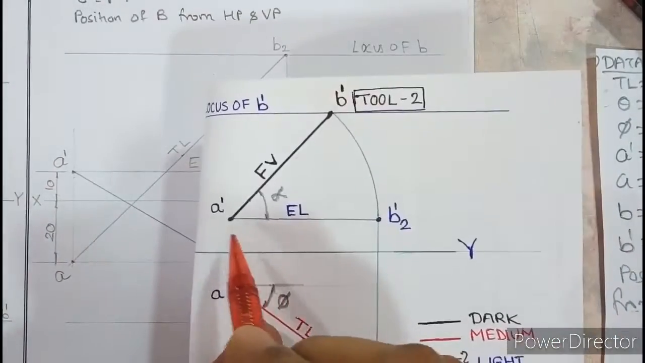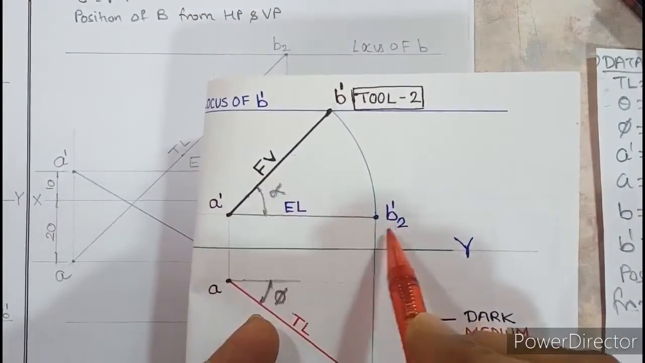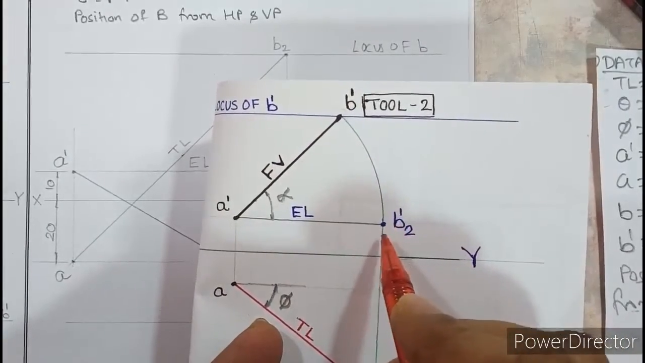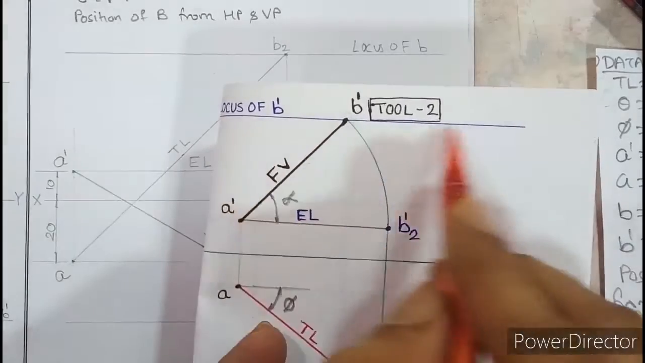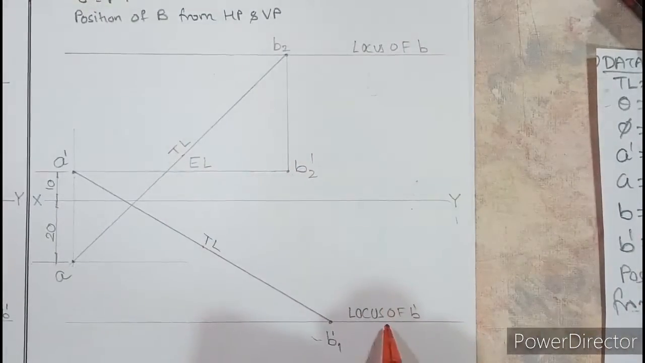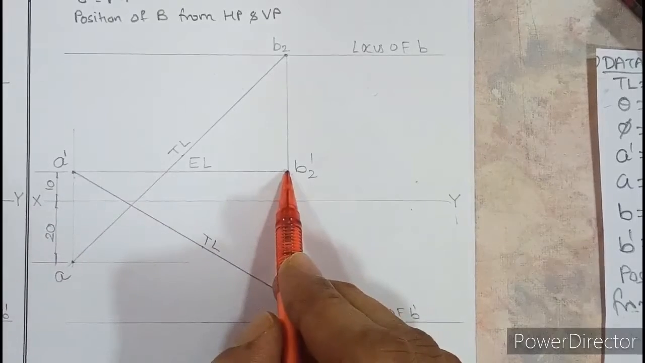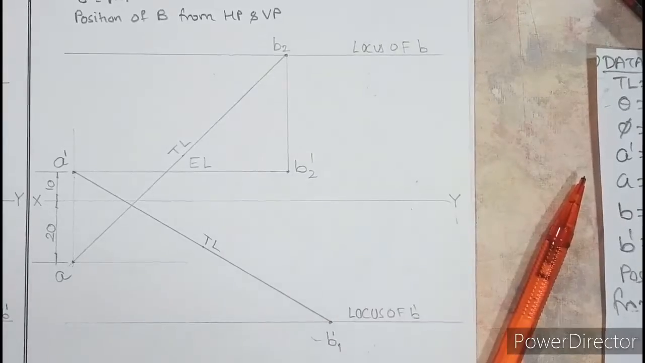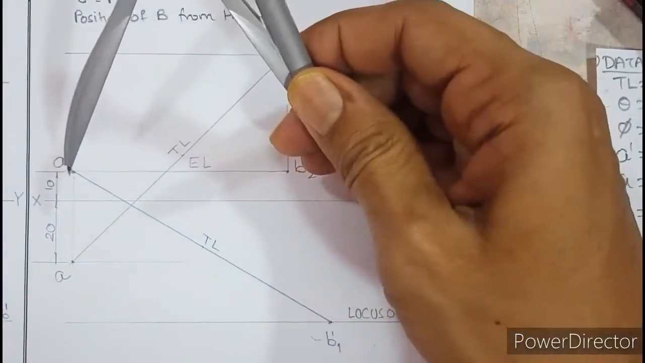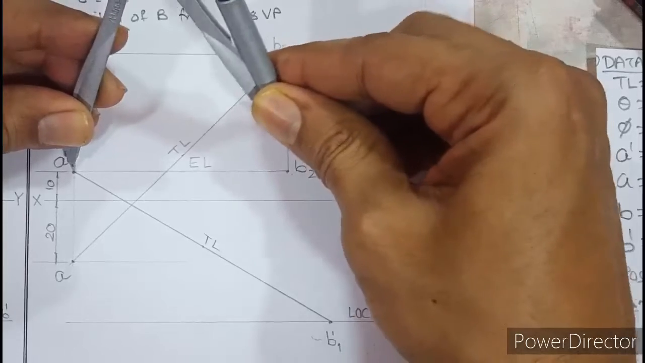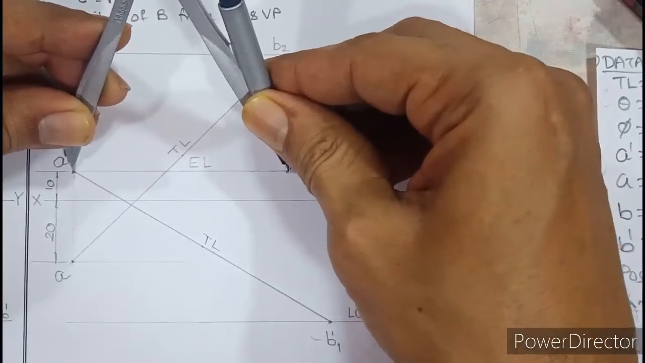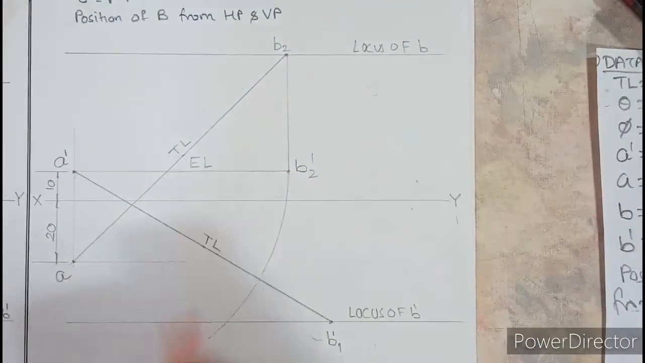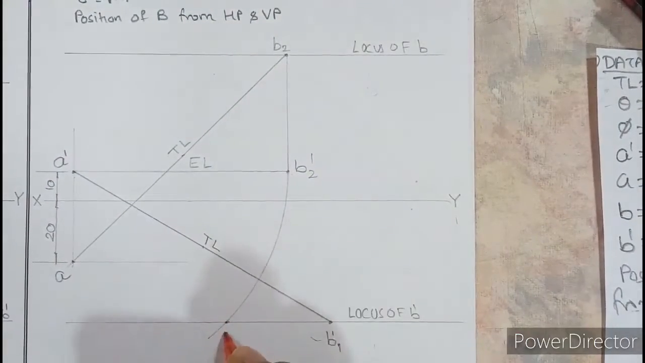Now further the tool says, if you have elevation length A dash B2 dash, rotate B2 dash to cut the locus of B dash. So don't say rotate up or down. You have to say rotate B2 dash to cut the locus of B dash. Where is the locus of B dash? Down. So this line EL, B2 dash, you need to rotate to cut the locus of B dash. So take A dash to B2 dash in the compass, and rotate B2 dash down to cut the locus of B dash. So this point is B dash.